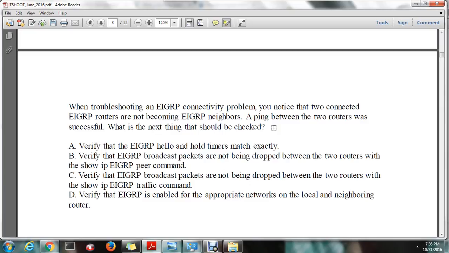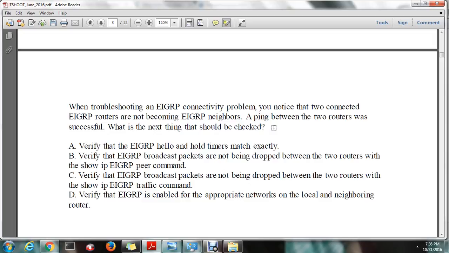Verify that all AHRP allow timer and hold timer match exactly. No, you won't check this with respect to AHRP, because even if AHRP is configured, it is not going to be used, because allow timer and hold down timer do not play any role in forming the AHRP adjacency.